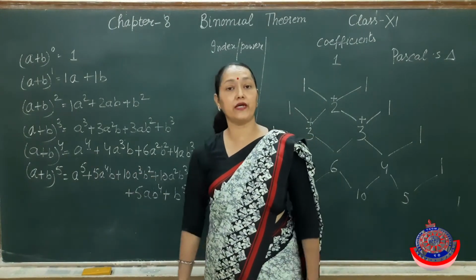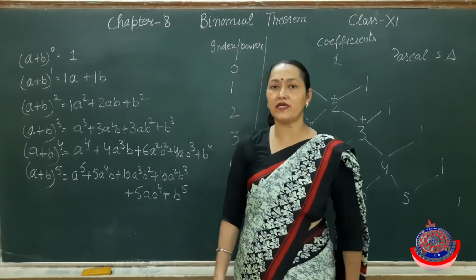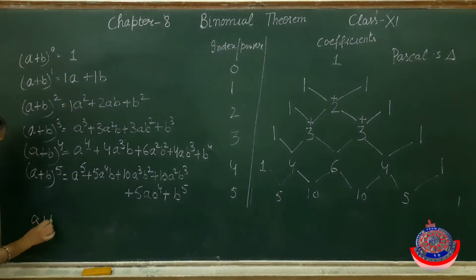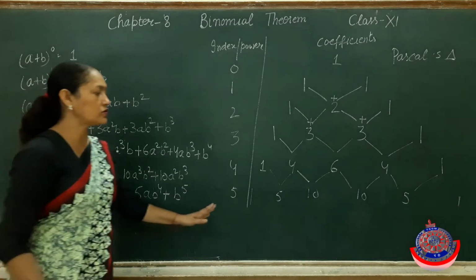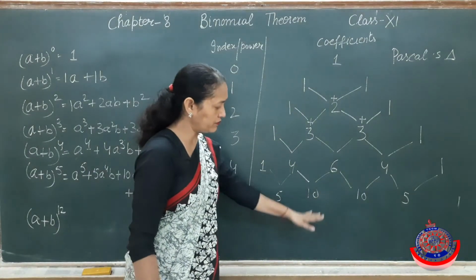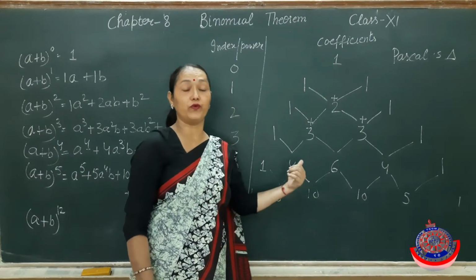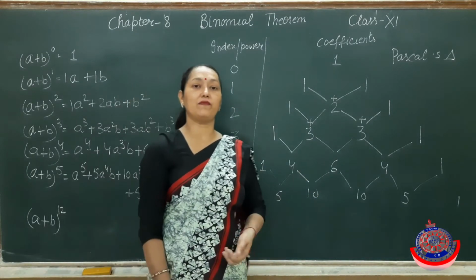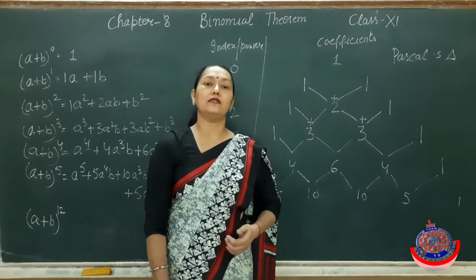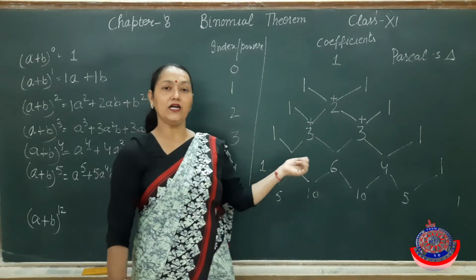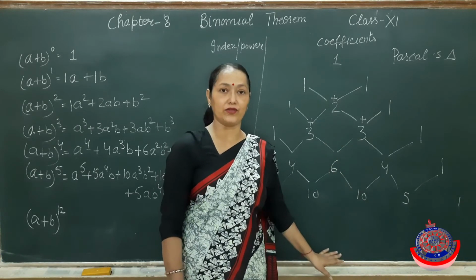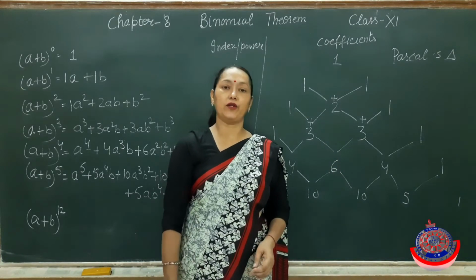But again a problem comes if we have to write for, say, power 12. For power 12, what will we be doing? We'll be writing all the coefficients. We have to complete the triangle, Pascal's triangle. Again this will be a lengthy process. In such a situation we need a formula which gives us an easy solution, and the process should not be that lengthy. For that we'll be learning binomial theorem.